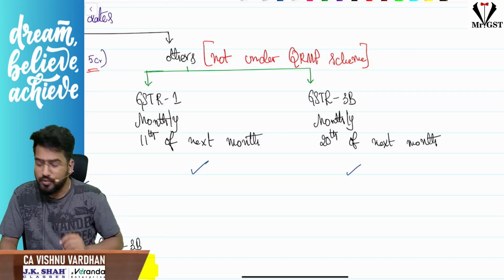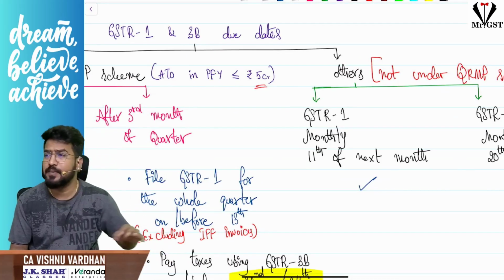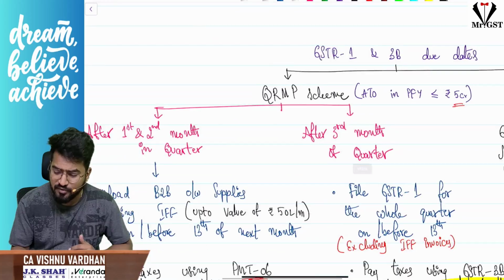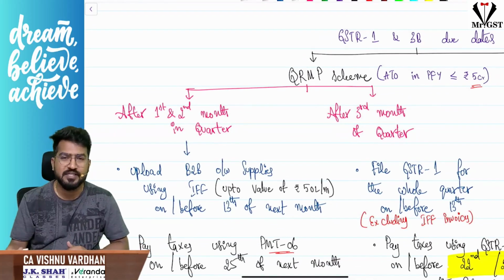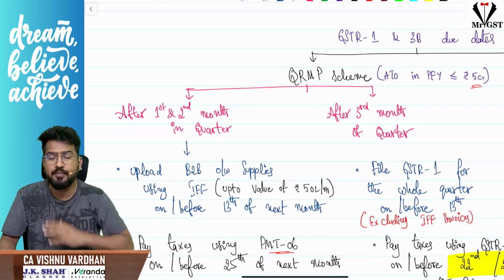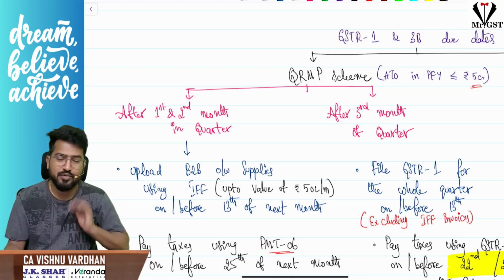But here the government thought of small taxpayers. What do you mean by small taxpayers? Those whose aggregate turnover is not exceeding 5 crores in the preceding financial year. For them, they came up with a scheme called the QRMP scheme. What does that mean? Quarterly Return and Monthly Payment scheme. That means they have to file the returns quarterly, but they have to pay the taxes monthly. That is the concept.